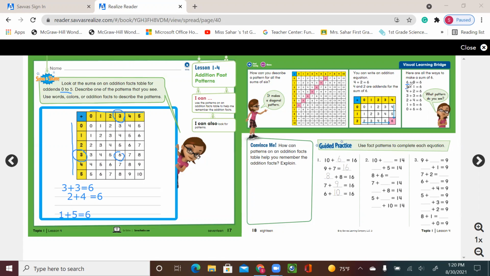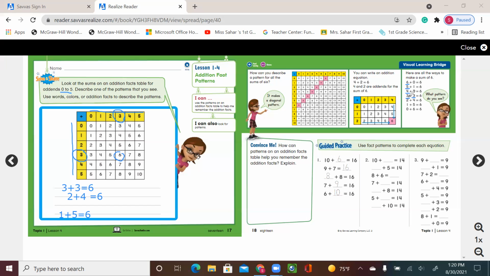Go again. This is my 5. I'm going to take 1 from the 5, it becomes 4, and then I'm going to add it to my second addend. Now it's 2. So 4 plus 2 equals 6. Very good. Now, again, same strategy. Take 1 from the first addend. 4 becomes 3 and add it to the second addend. So 3 plus 3 equals 6.